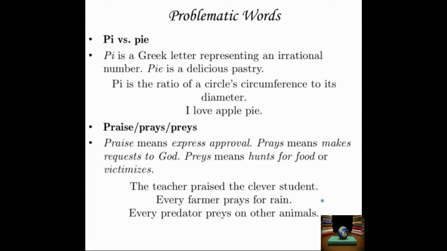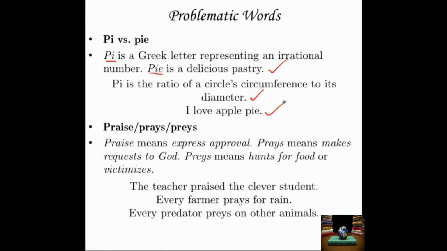All right, pi versus pie. Pi without the E is a Greek letter representing an irrational number. Pie with the E is a delicious pastry. Just remember, it's one letter longer because you want more of it. Pi is the ratio of a circle's circumference to its diameter, and I love apple pie.